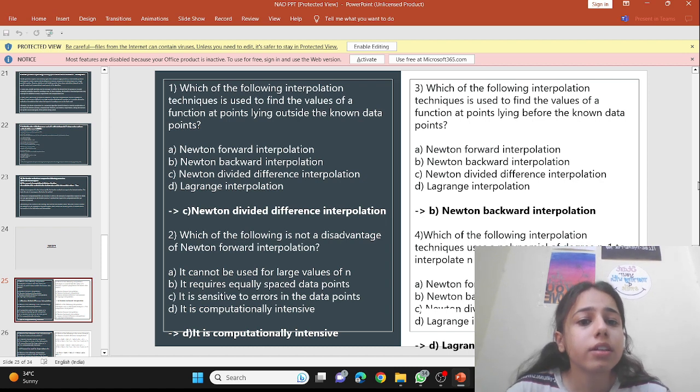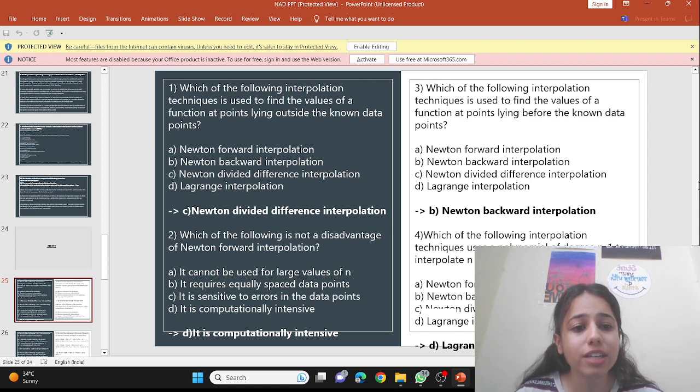Now, the third question is, which of the following interpolation techniques is used to find the values of a function at points lying before the known data points? Our options are Newton forward interpolation, Newton backward interpolation, Newton divided difference interpolation, and Lagrange interpolation. And the correct option is Newton backward interpolation, B.